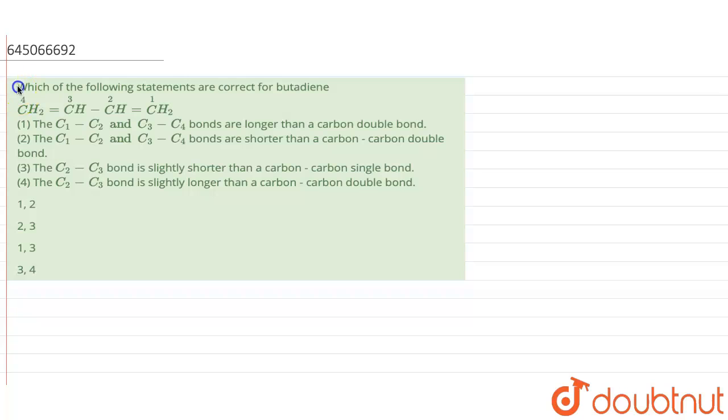Hello everyone. So in this question it is given which of the following statements are correct for butadiene. So this is a molecule of butadiene and 4 statements are given. We have to select which of them are correct.